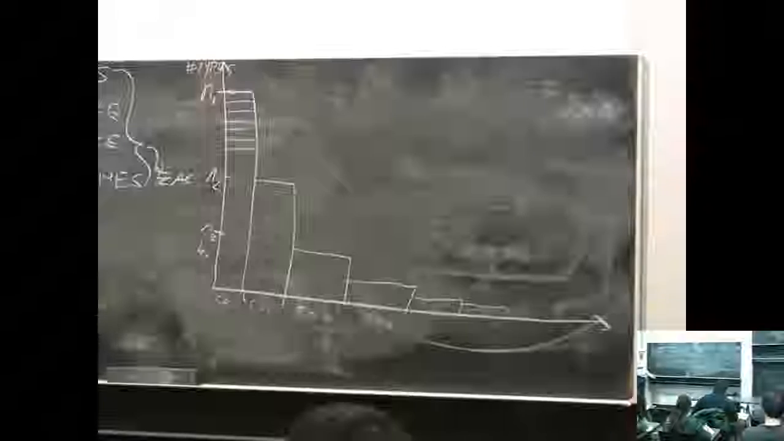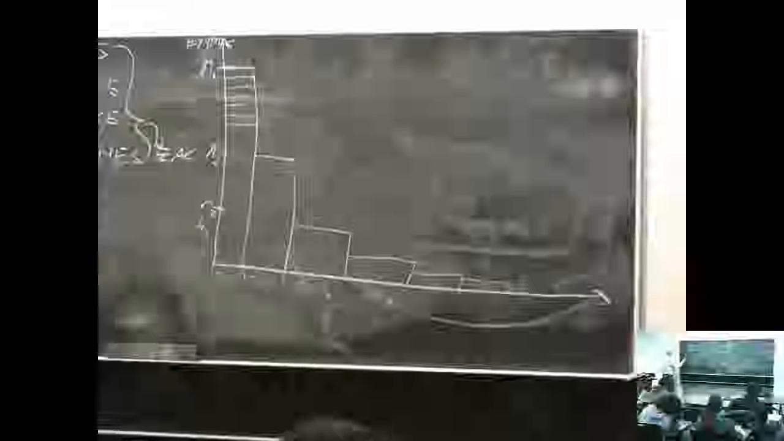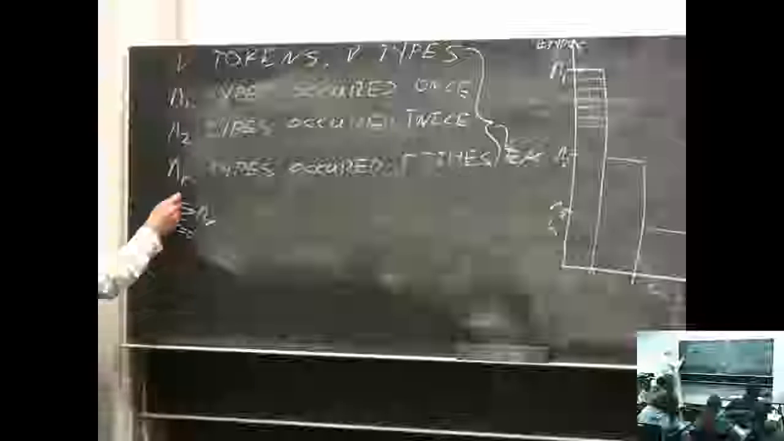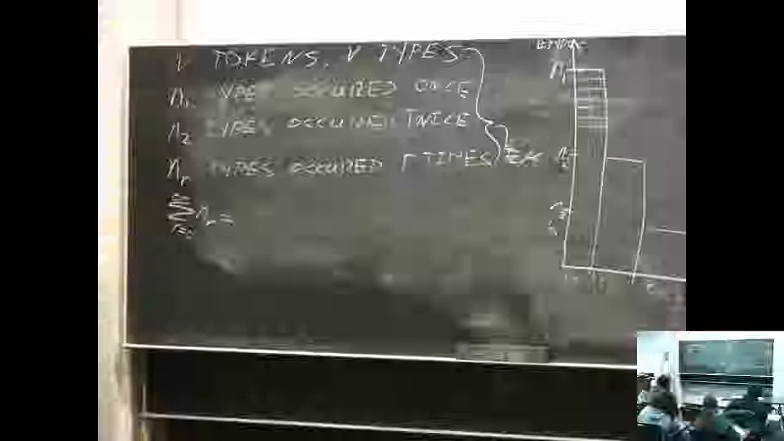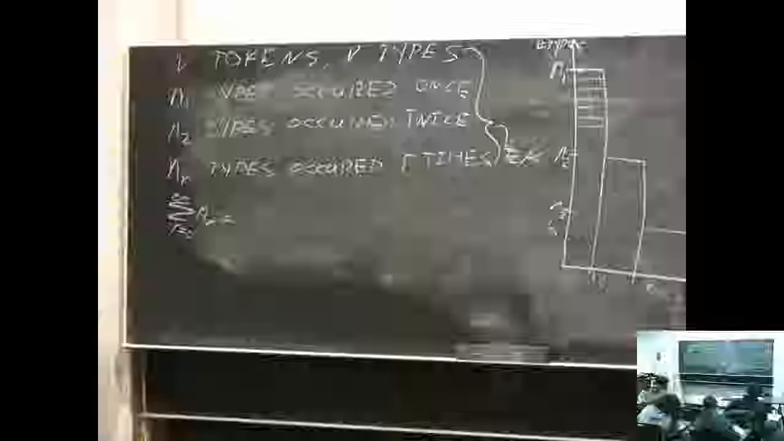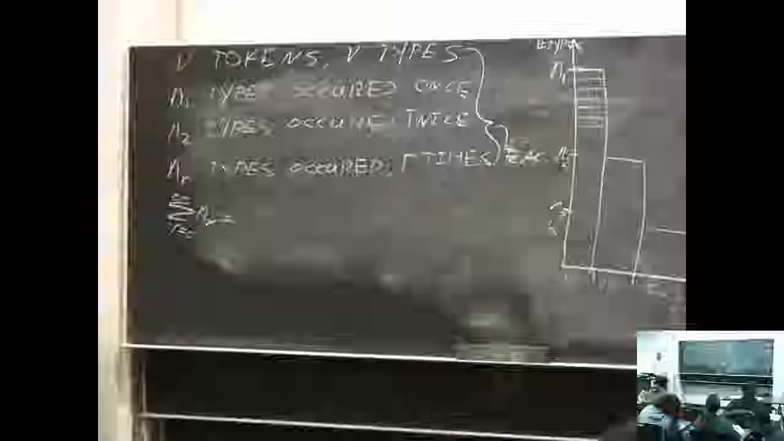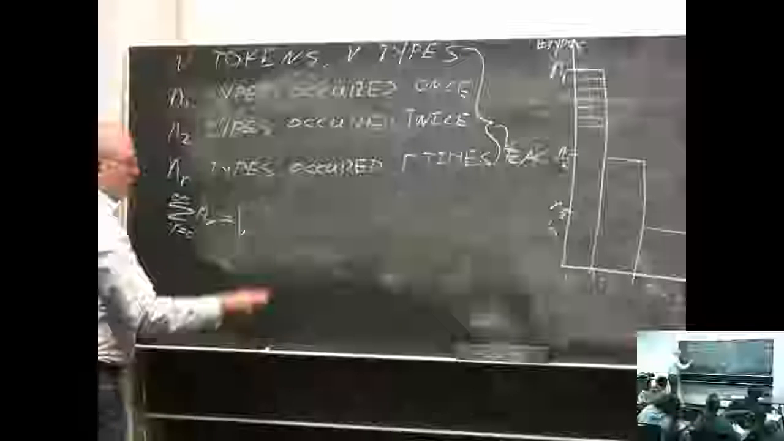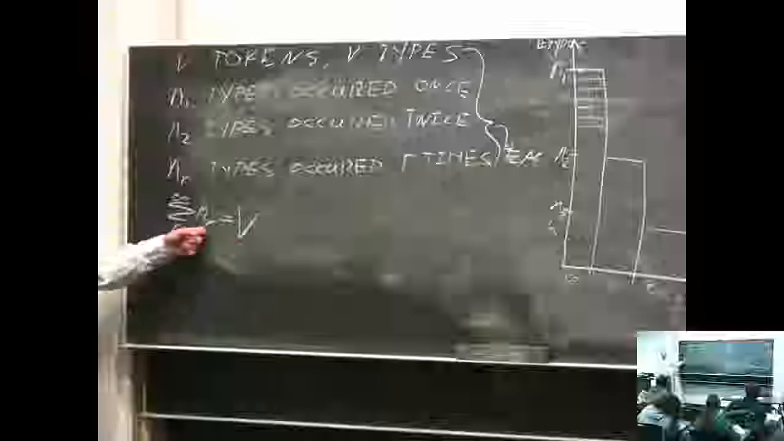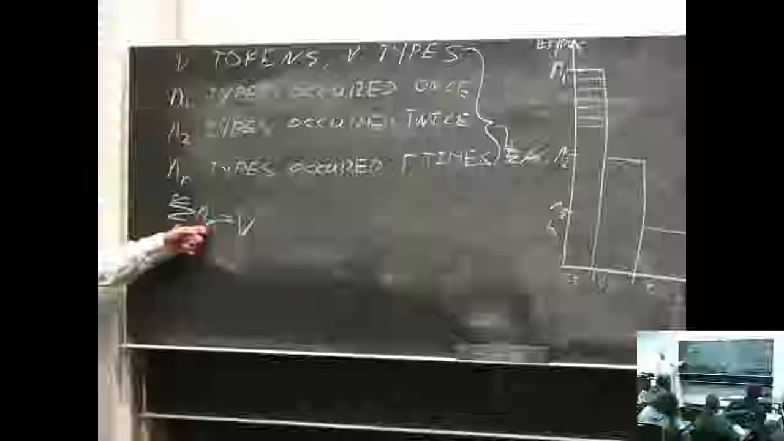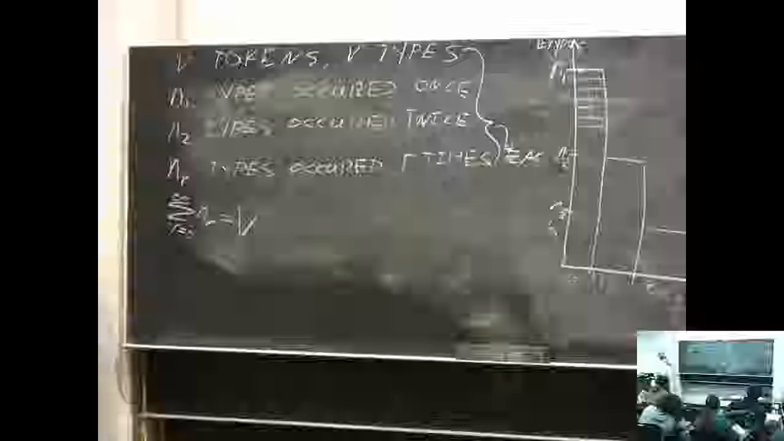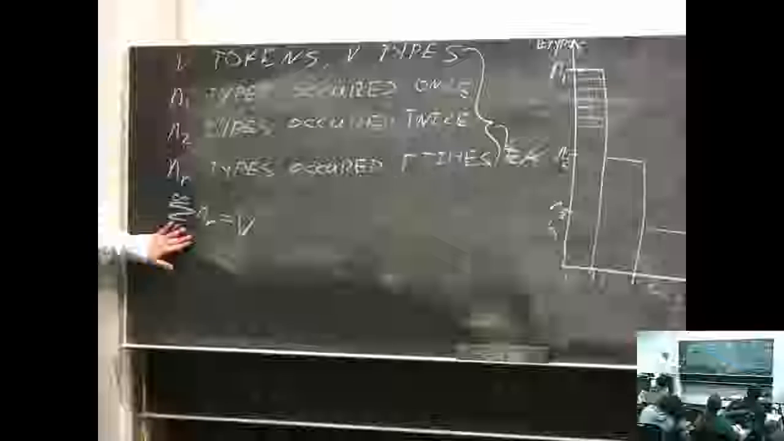Two equalities that hold kind of trivially. If you sum n sub r, for r goes from 0 to infinity, what do you get? Which is V. This is the number of types. Every type falls into one of these categories. It occurred only either once or twice or 3 times or 0 times. Well, if the vocabulary is defined only as words that occurred 1 or more times, then it would be 1 here.